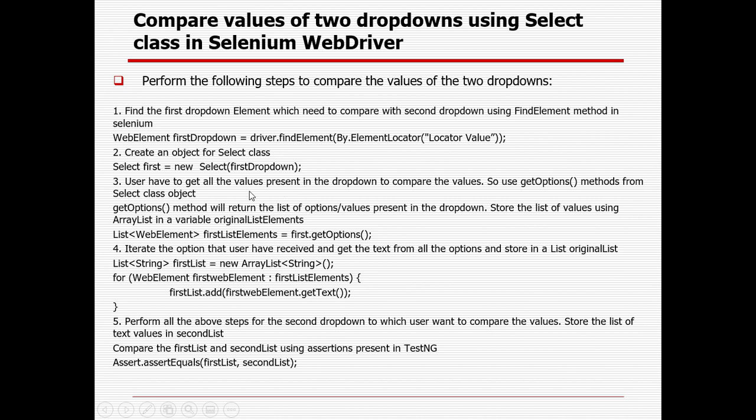After that, within the Select class, there is a method available, getOptions. If you use it, that will return the list of options or values present in the drop-down. You need to store the values in an ArrayList, so that those values can be compared with the string. So you can validate whether your test case is passed or failed. That particular step I will show you. After that, I will show you how we can match the various values for two different drop-downs.